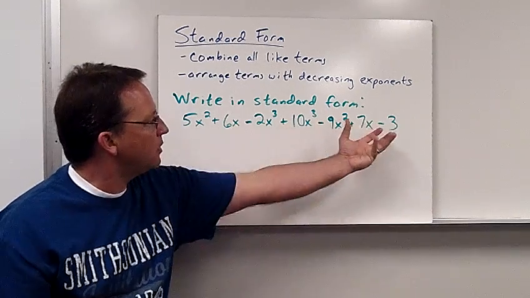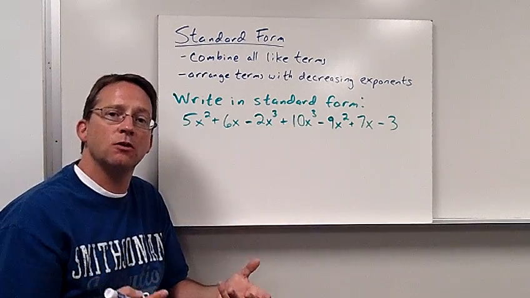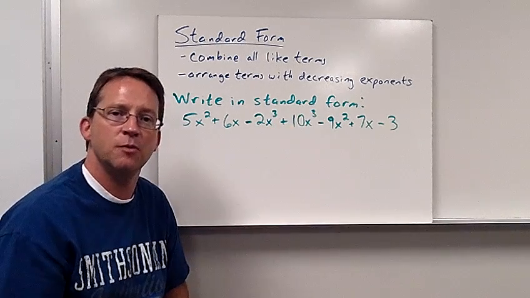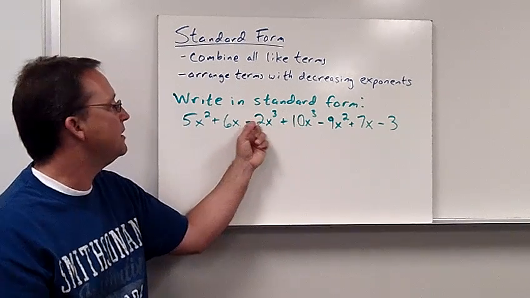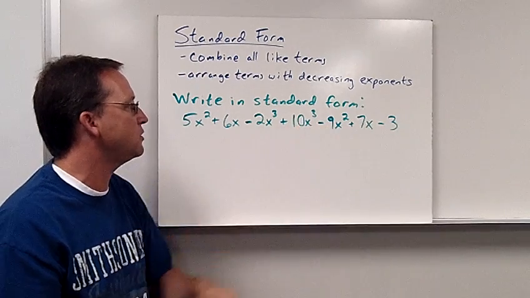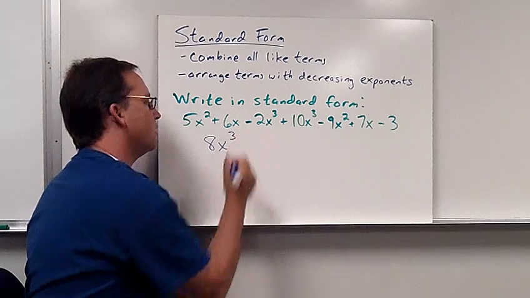If you'll look at the expression, you'll notice that the third power, x cubed, is our largest exponent. That's going to be important to us in a minute here. So we're going to go ahead and combine those like terms first. Negative 2x cubed plus 10x cubed is going to give us 8x cubed, or 8x to the third power.